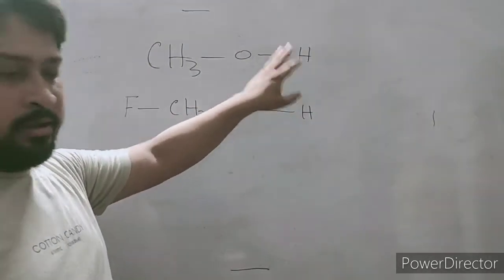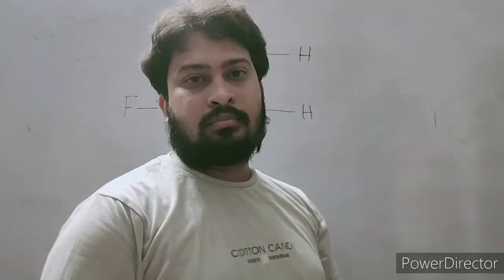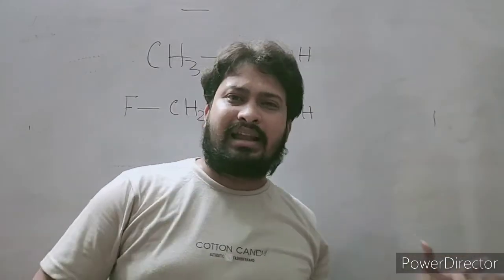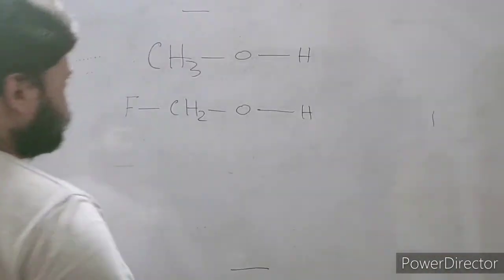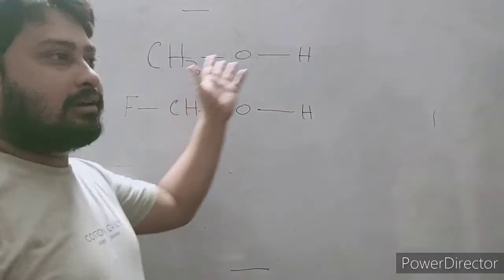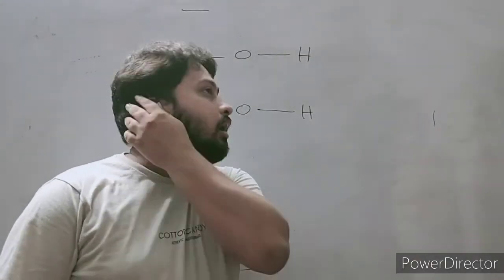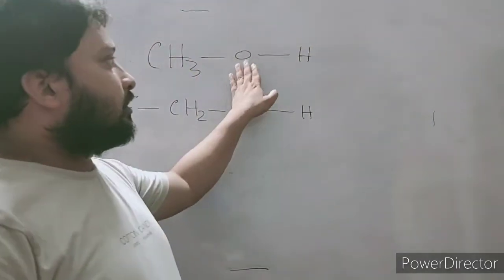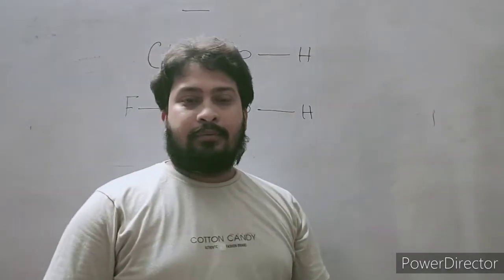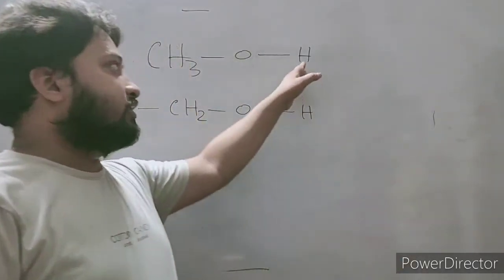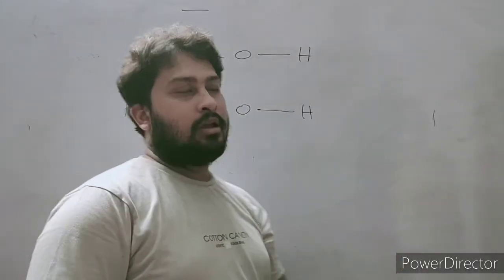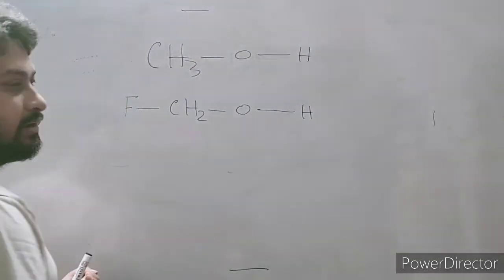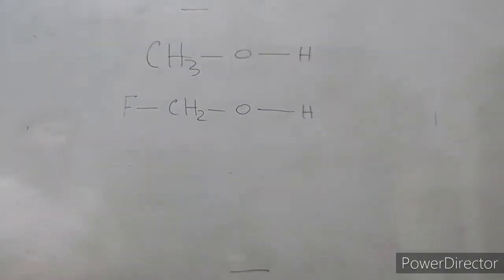For case 1, as you all know, methyl is a bulky group, so methyl has a tendency to push the electron towards oxygen, and the electron density on oxygen increases. Therefore, the bond between oxygen and hydrogen is very strong, so it is not easy to donate this H plus ion. And acid means giving H plus ion in aqueous solution.